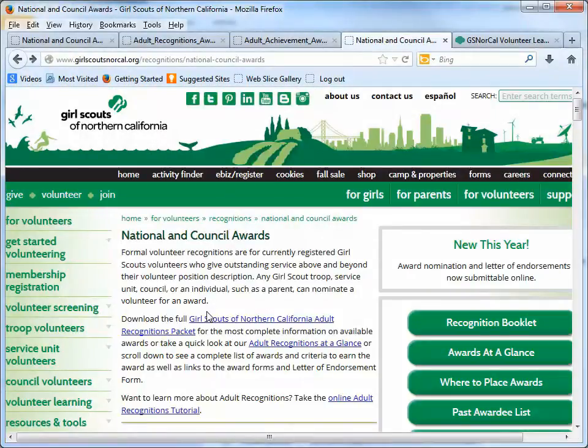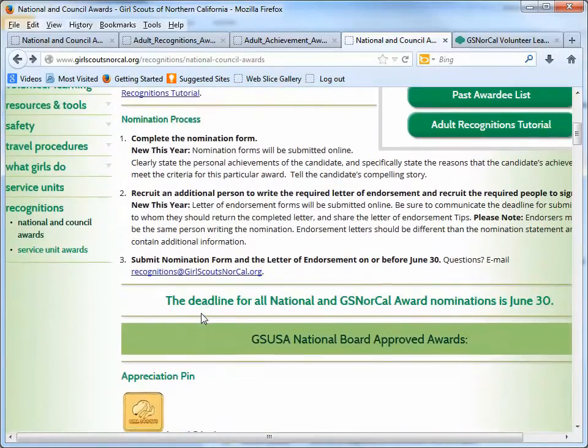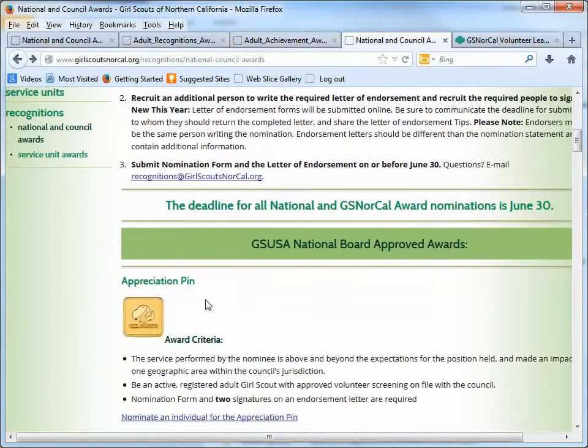Another way you can review the award criteria is straight on our website. You simply need to scroll down where you'll see all of the awards listed.